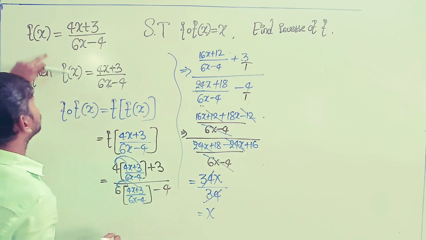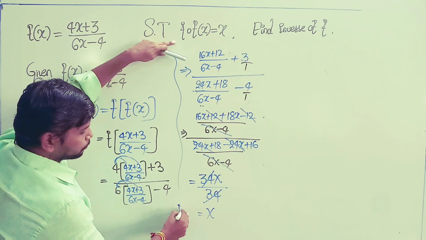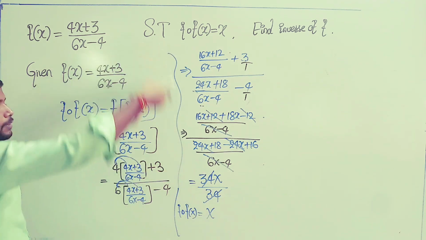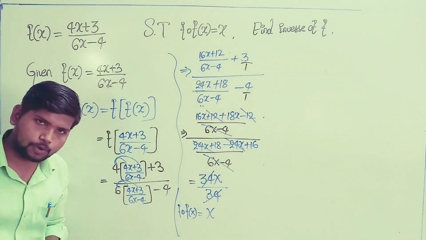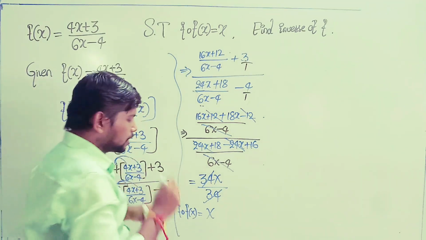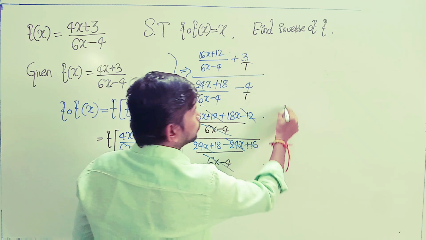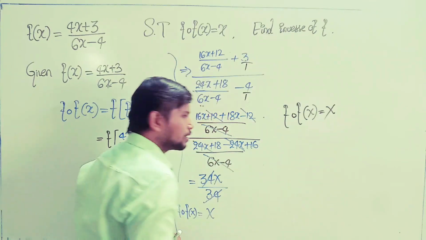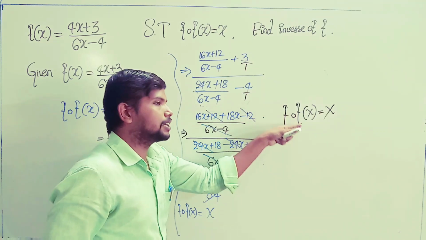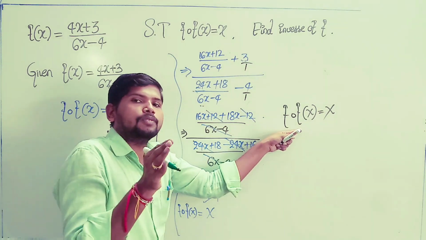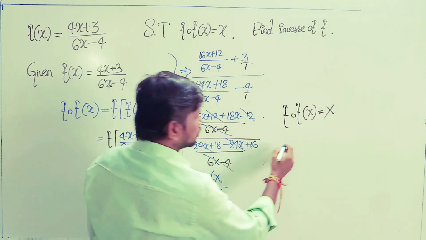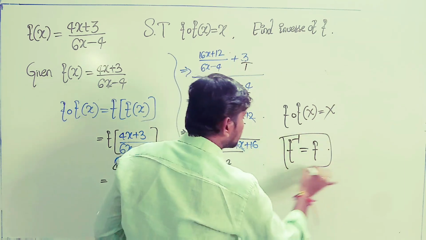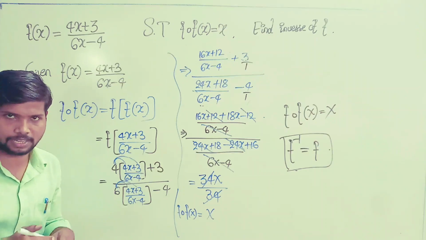What they told us to prove, f composition f of x will be x, that we proved. For this part you will get 4 marks. And f inverse, how to get it? From this one only I would like to move. F composition f is equal to x means the given function has its own inverse, means f inverse will be f only. The function is inverse to itself.